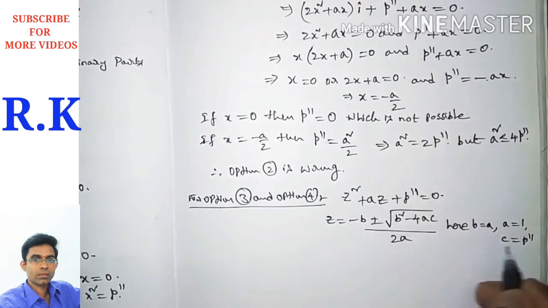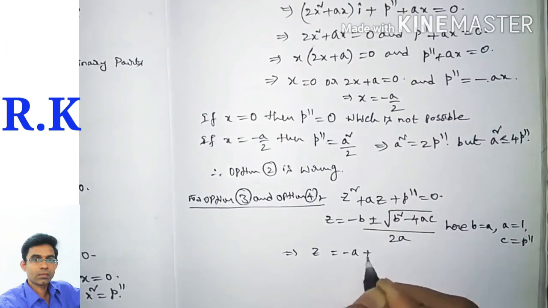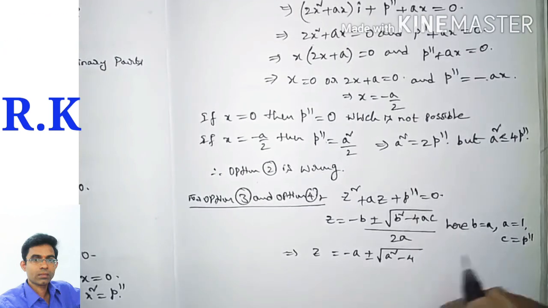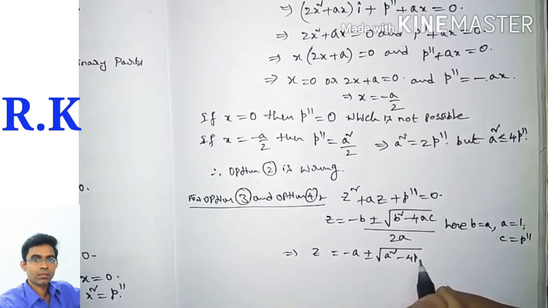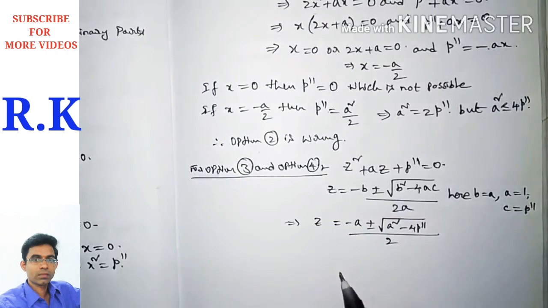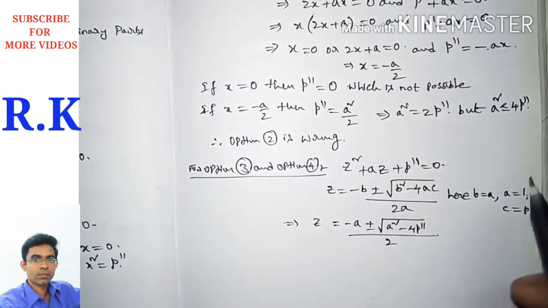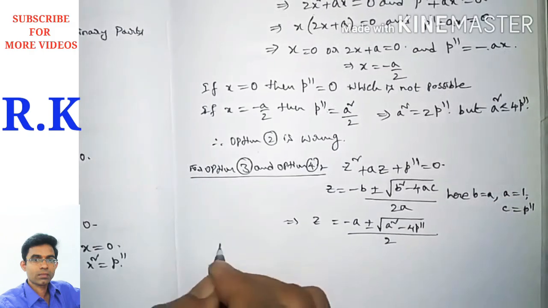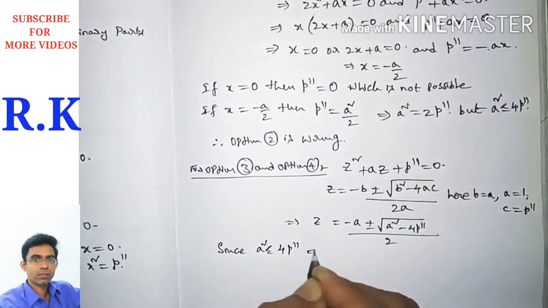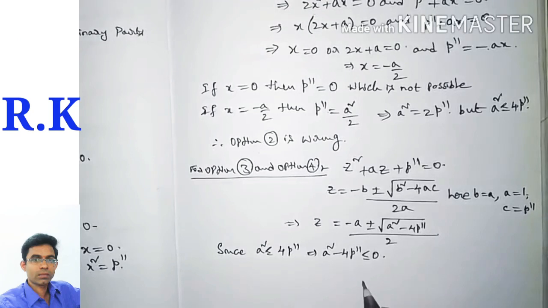Okay, now substituting these values we get z = (-a ± √(a² - 4·1·p^11))/2, where b is a, a is 1, and c is p^11. Here we have a² less than or equal to 4 into p^11. So since a² is less than or equal to 4 into p^11, from this a² - 4p^11 is less than or equal to 0.